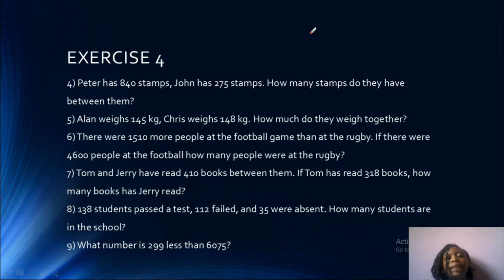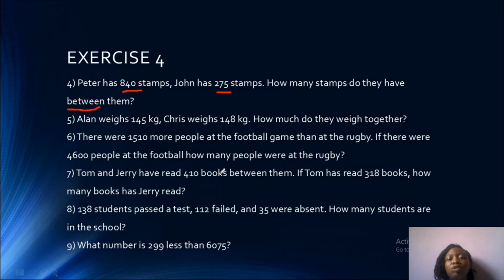Then I have some exercises here involving word problems. Peter has 840 stamps. John has 275 stamps. How many stamps do they have between them? So this is a very confusing sentence. So between them has been added there just to confuse you, because when we have subtraction, we have something we call find the difference between them. But it's straightforward. How many do they have altogether? That is what it means in simple terms.